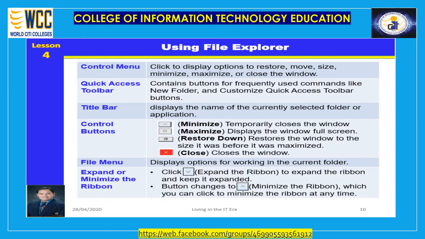Another, of course, is the title bar. In File Explorer, the title bar displays the name of the currently selected folder. In an application window, the title bar displays the name of the application and the name of the active file. We have the control buttons, which change the way currently open windows are displayed. Minimize temporarily closes the window, replacing it with a button on the taskbar, and you click the button on the taskbar to open or restore the window.